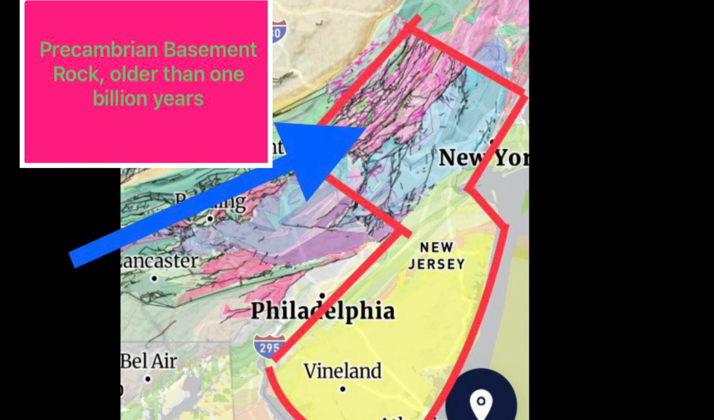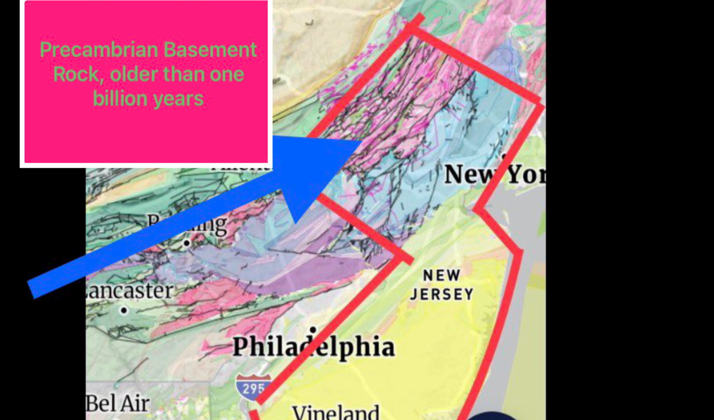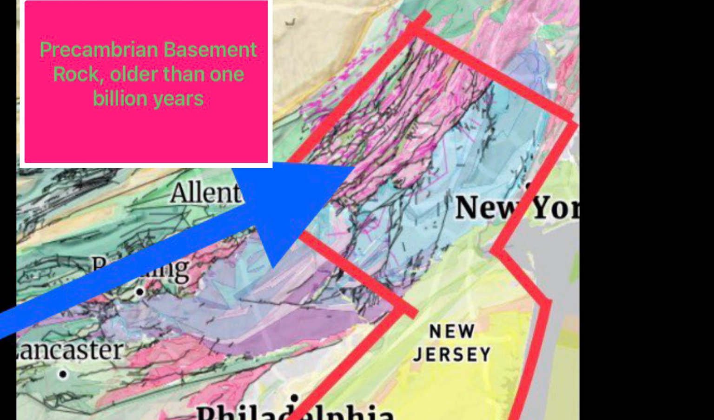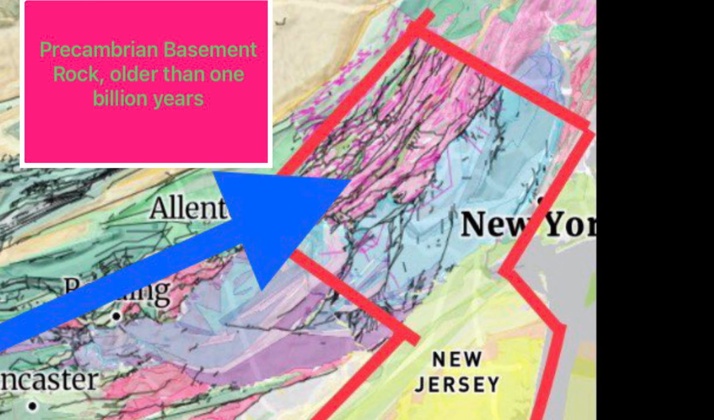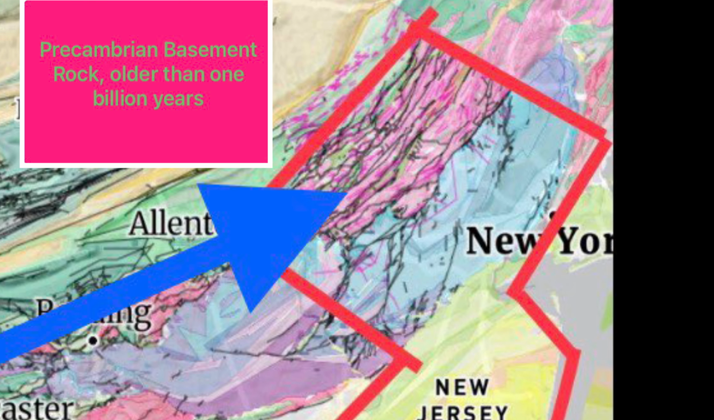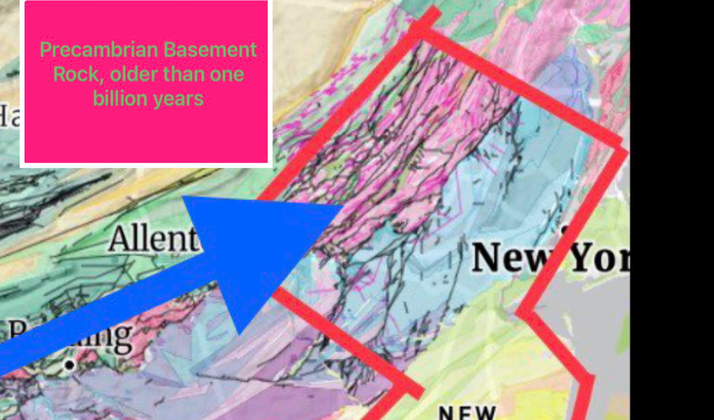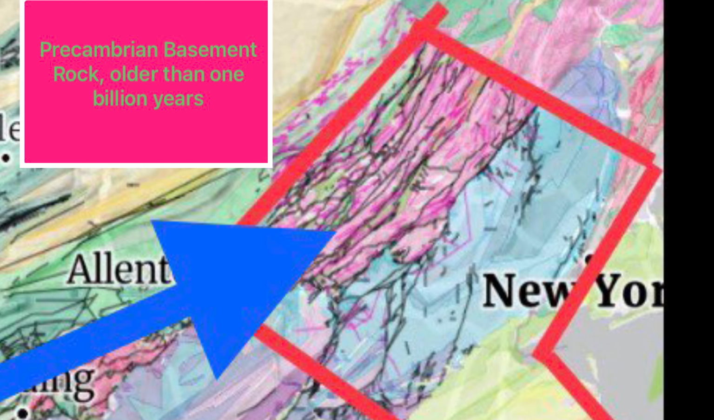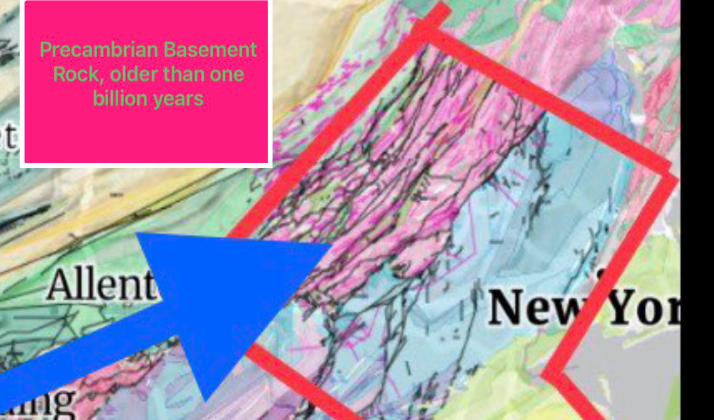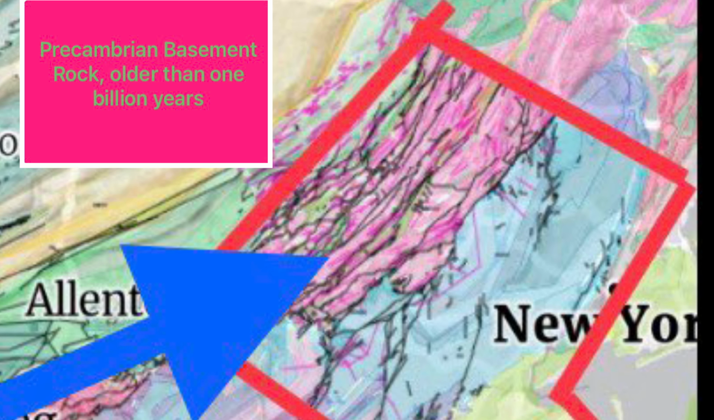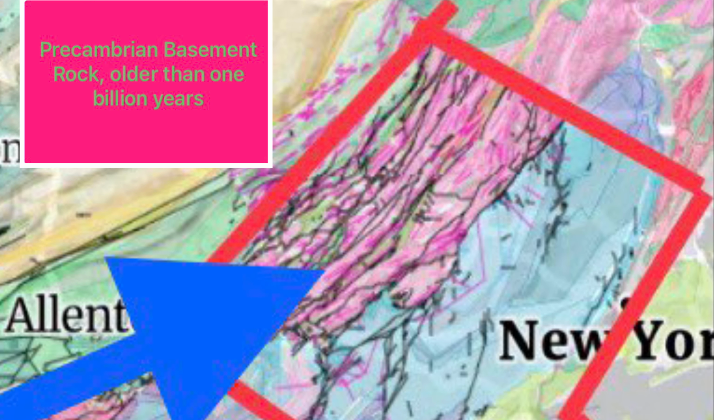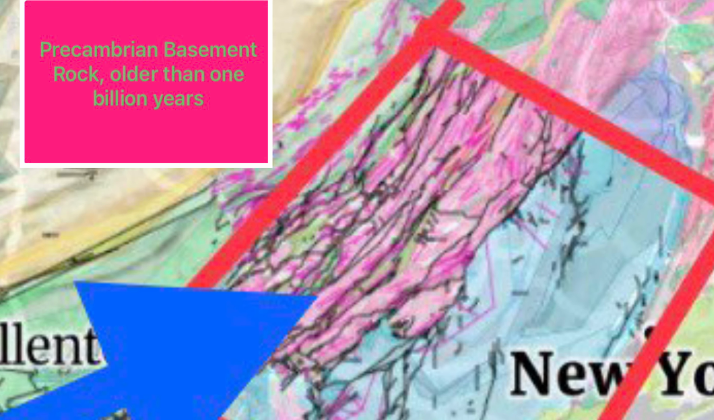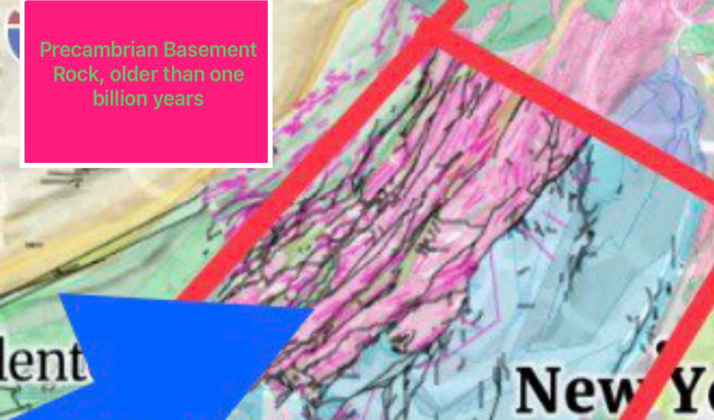Now let's look at these pretty pinkish rosy colors that the blue arrow's pointing to. Here we're looking at Precambrian basement rock that's older than 1 billion years old. This is the eroded remnant of the supercontinent of Rodinia that had been eroded down to bare rock by around 1 billion years ago and then began to rift apart between 750 million years ago and 550 million years ago.